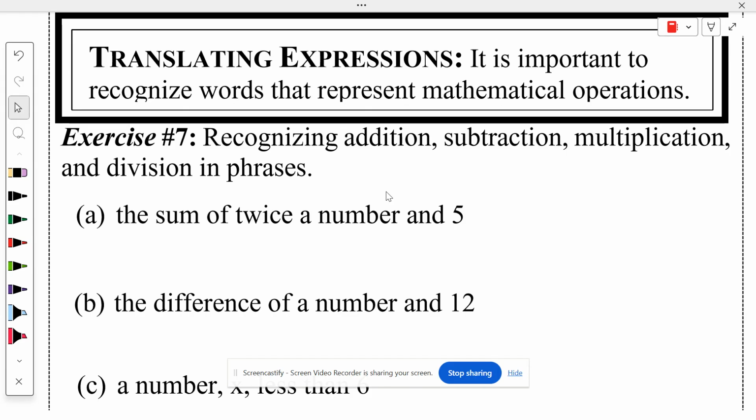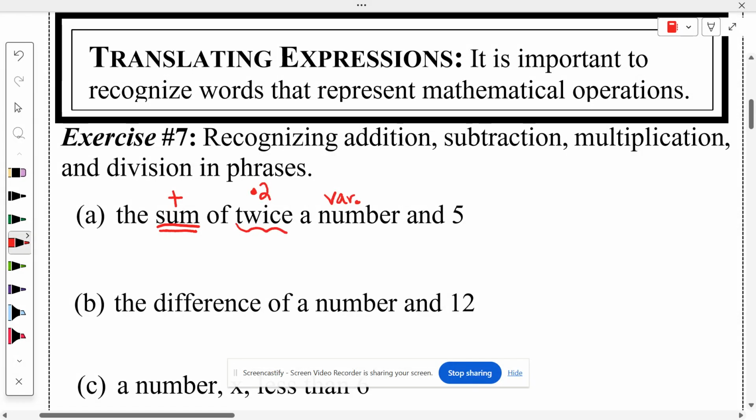So we're going to try to underline these words. These should be very common words to you. So the word sum, that's an addition word. Twice a number, the word twice means that we're going to multiply by 2. Twice means multiply by 2. The word a, like the phrase a number, that just means you need a variable.